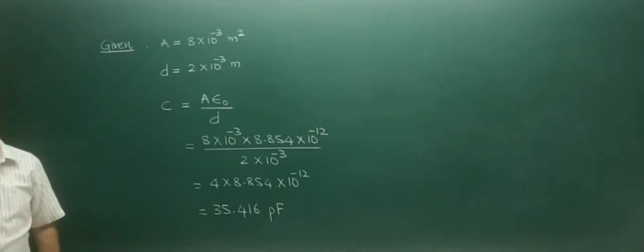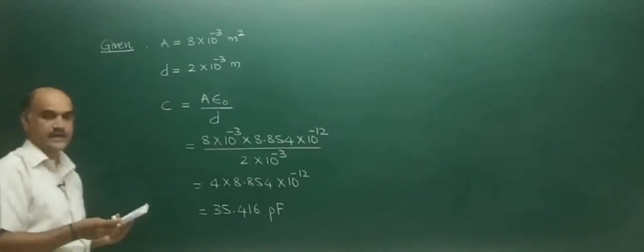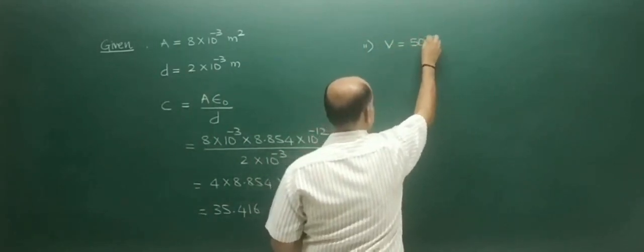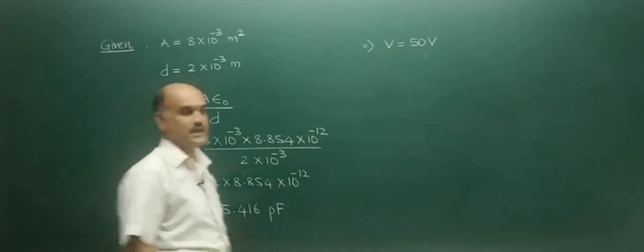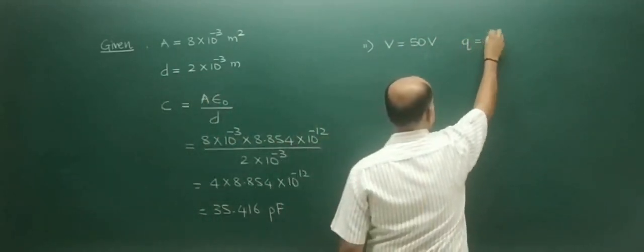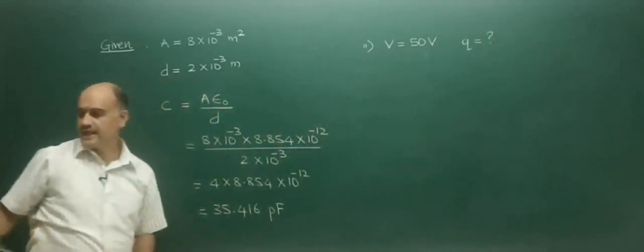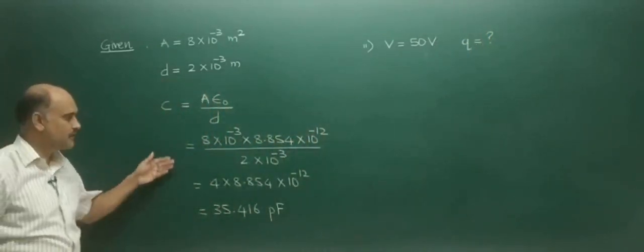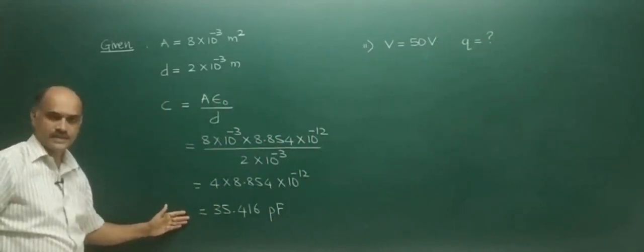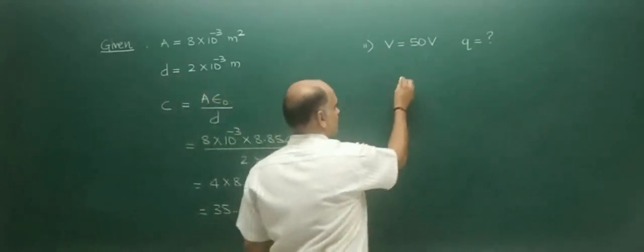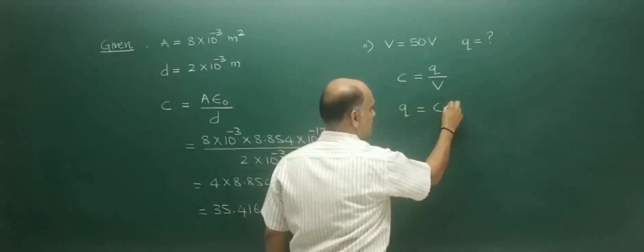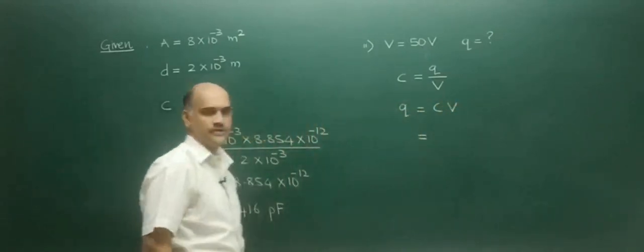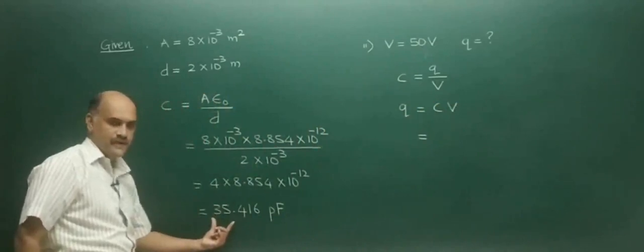Now the second part: if the capacitor is connected to a 50 volt supply, so here V is equal to 50 volt. What is the charge on each plate? So you are required to find charge. V is given, you are required to find Q. Here you have calculated C. From the definition of capacitance, C is equal to Q by V. So you can say Q is equal to C into V. C you have calculated here.